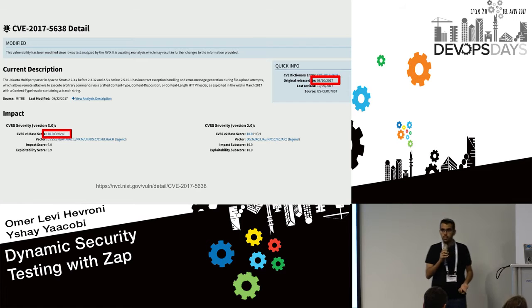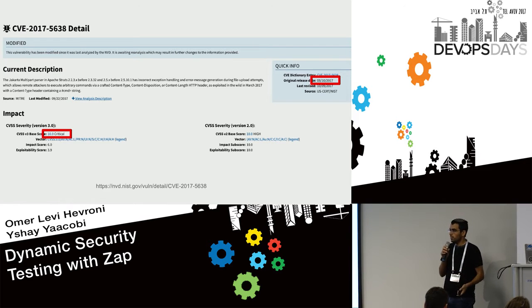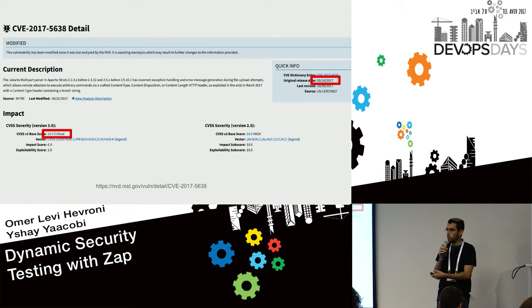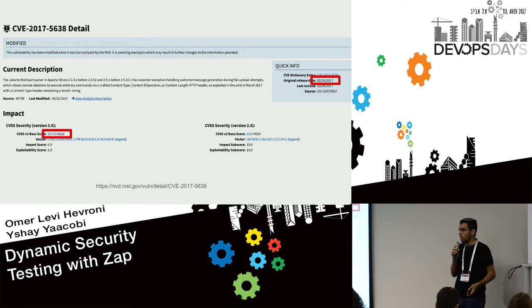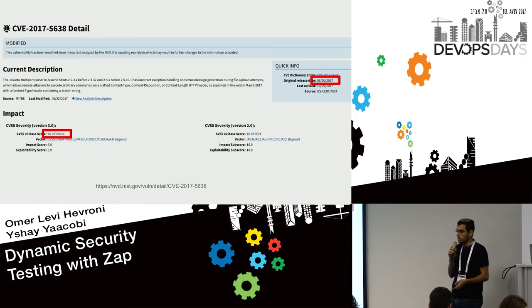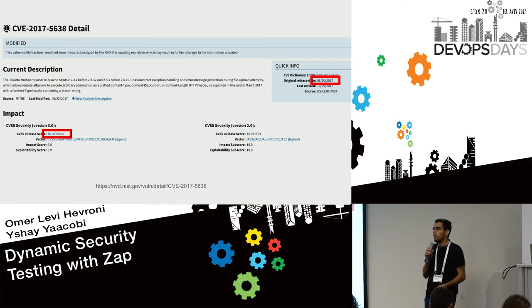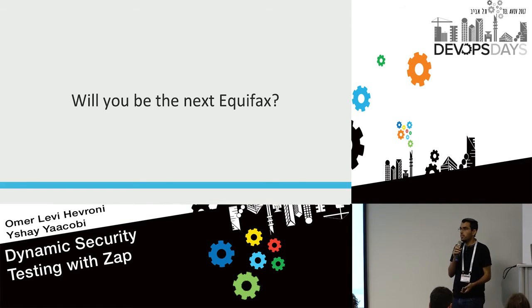Now, why am I telling you this story? What is my point here? I don't want to blame Equifax or shame them. It really isn't helpful. I think what we should take from this story is to ask ourselves, can we be the next Equifax? Is this something that could happen to us?